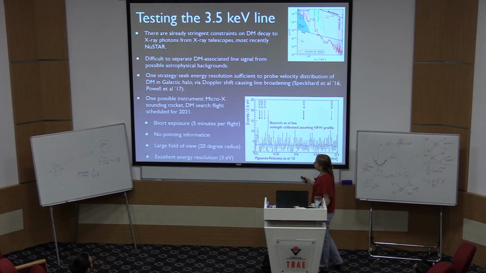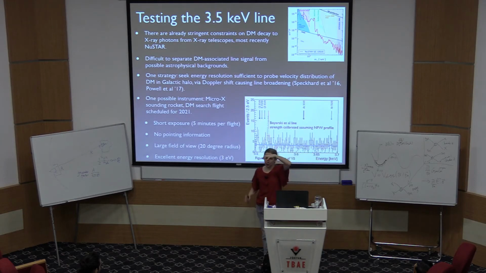And if your energy resolution is good enough, you can look for the broadening of a dark matter line that comes from the velocity dispersion of the dark matter in the galactic halo, just the Doppler broadening. So there are a couple of possible instruments scheduled for around 2021, which could get a handle on this. The one that I know more about is the Micro-X sounding rocket, which has a dark matter search flight that's scheduled for 2021. So this is basically, you put a very sensitive X-ray spectrometer on a rocket, it goes up, it flies for about 5 minutes, and then it comes back down. You retrieve your X-ray spectrometer, and then you do it again, hopefully.